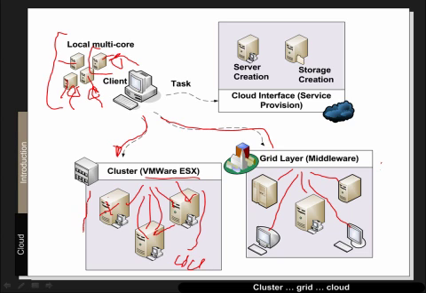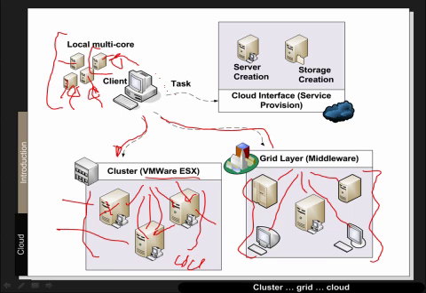A cluster tends to be localized and using the same types of machines. So in this case they might all be using Windows or they might all be using Linux, where grid computing tends to use different types of machine distributed across a large area.